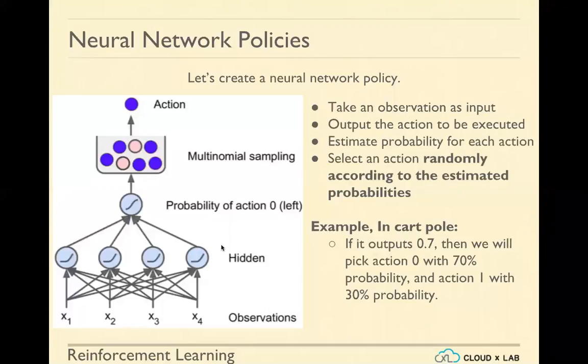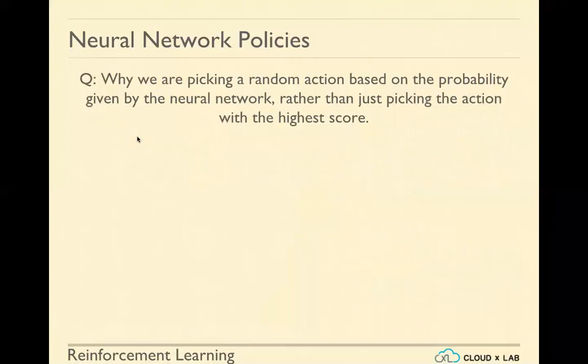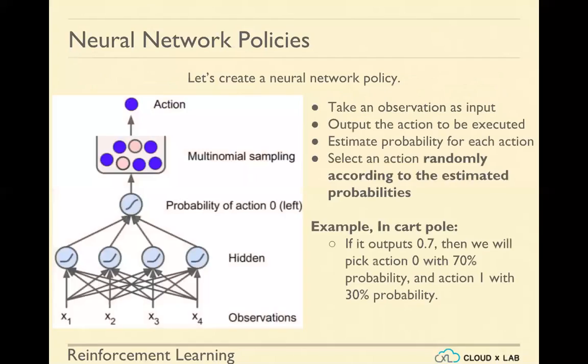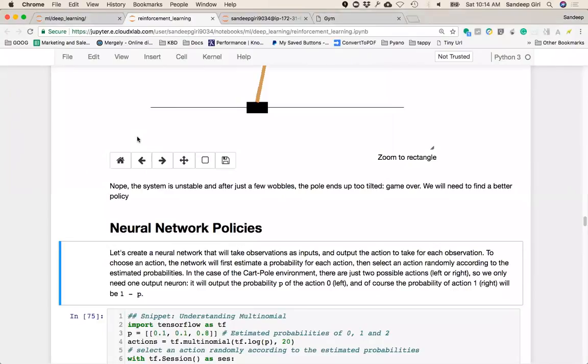Now these probabilities, instead of just taking the action which is the most probable, we do a little bit more smarter thing, which we call multinomial sampling. In this, instead of picking the action with the highest score, we just pick a random action, based on the probability given by the neural network. Now, what does it mean? I'm going to show you a simple example, and then you'll get an idea.